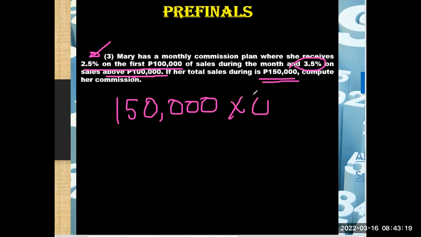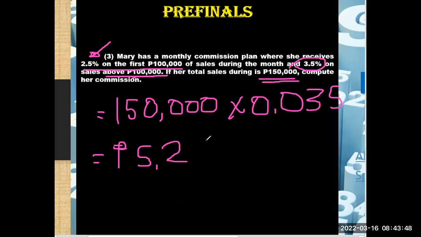So times 0.035. So same lang din yan. Ang decimal ng 3.5% ay 0.035. So let's compute. So 150,000 times 0.035. So it's, lagyan natin peso sign, 5,250. So ito yung magiging commission niya. Ayan.